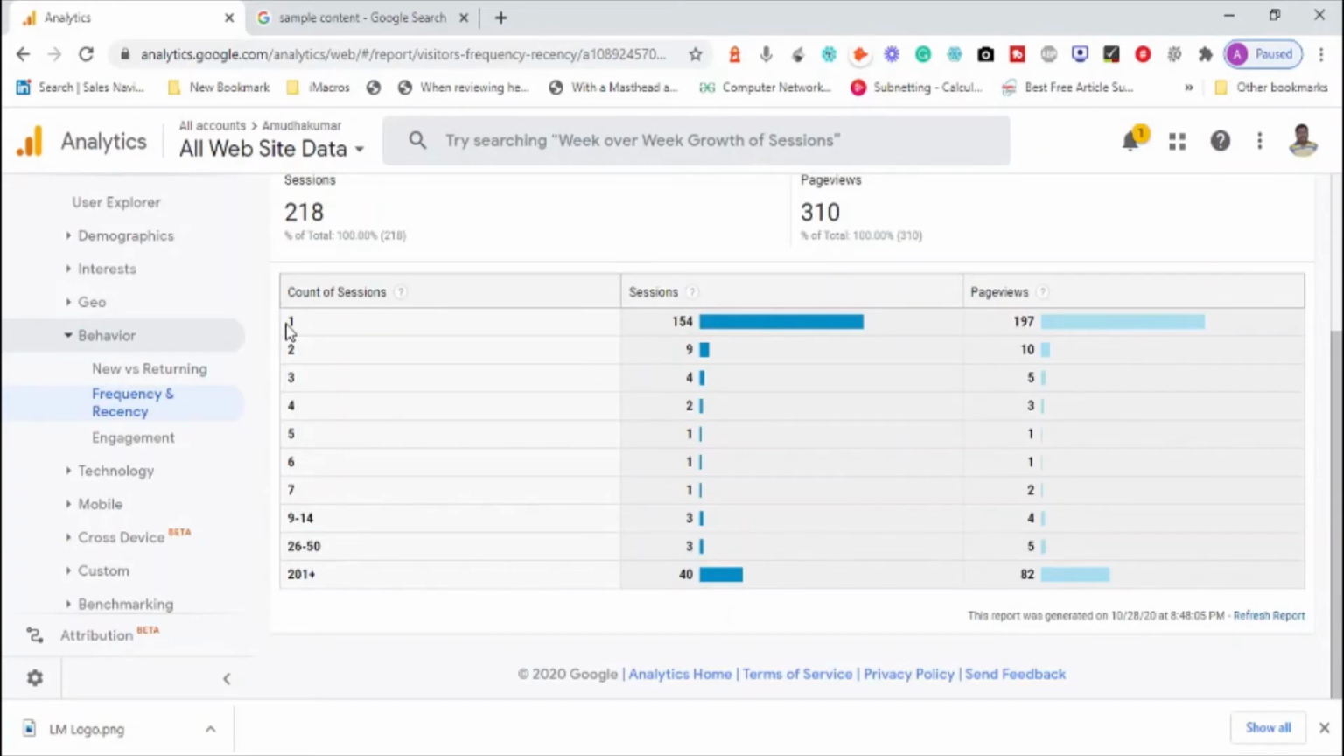154 people came to the website only once. They did not come again at all. They came, opened the content, saw it, and went off, and they never come back again. So for people who visited a website for the first time or only one time, 154 sessions were generated. They would have gone to 2 to 3 different pages, and that's it, they never come back.